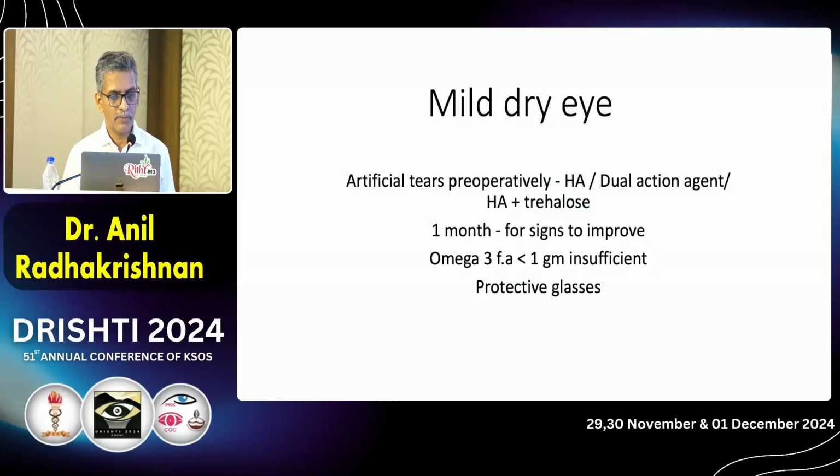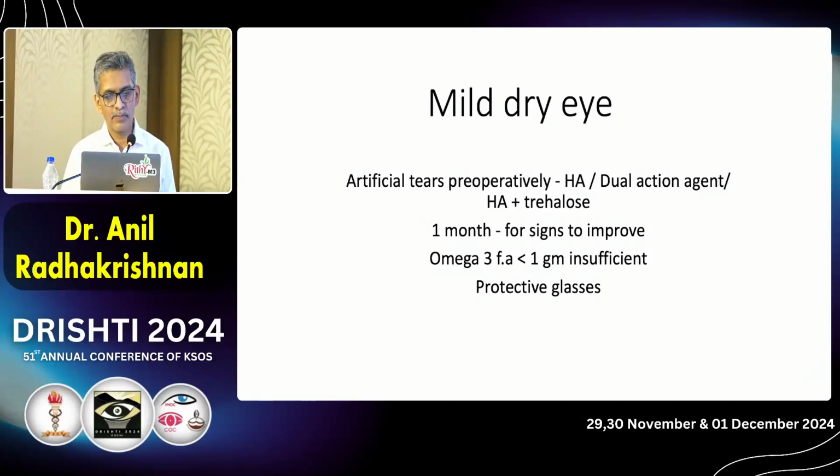So if you have got mild dry eye, it makes sense to use artificial tears pre-operatively, minimum at least 2 weeks before the procedure, ideally 1 month before the procedure. It's better to use a dual acting agent, and hyaluronic acid is the one that is preferred, or you can use a combination of HP-guar plus polypropylene glycol or polyethylene glycol. If you can combine trehalose with hyaluronic acid, it's more beneficial.